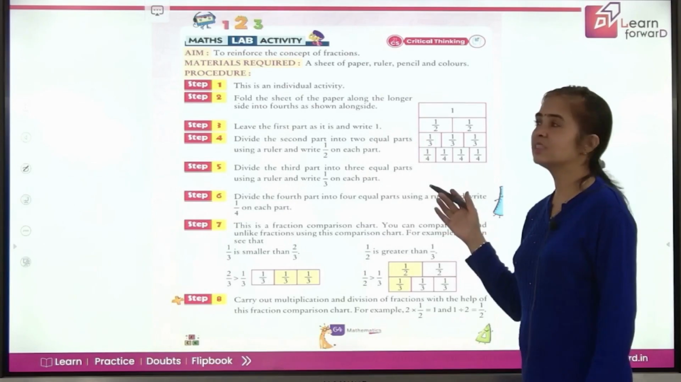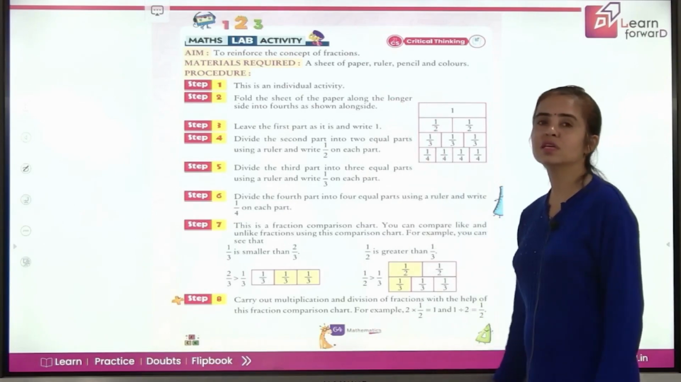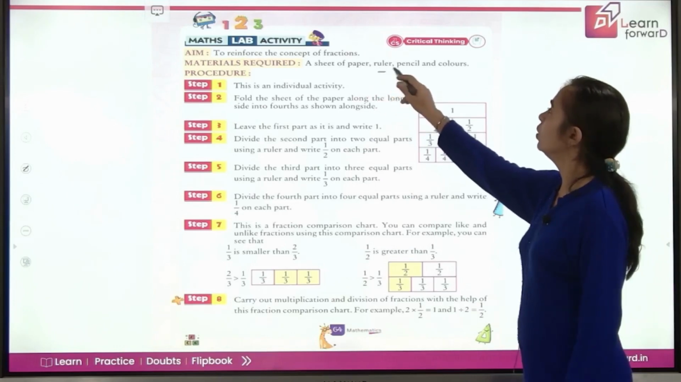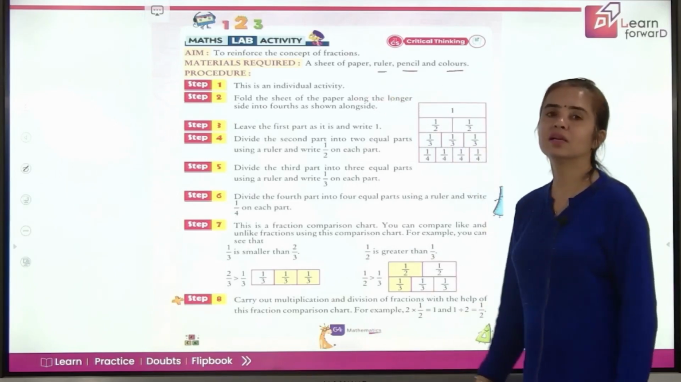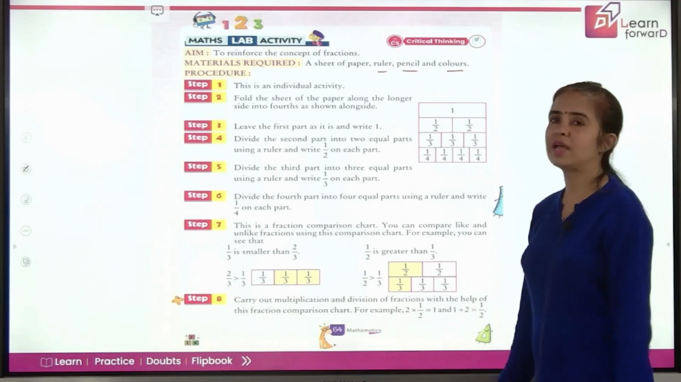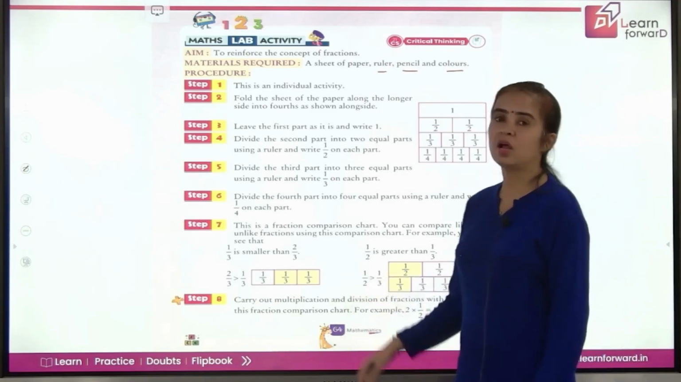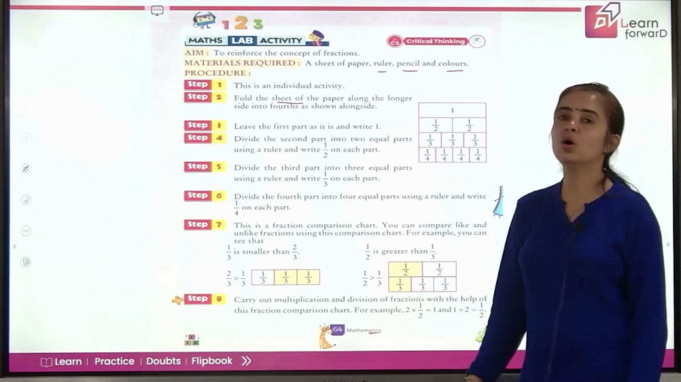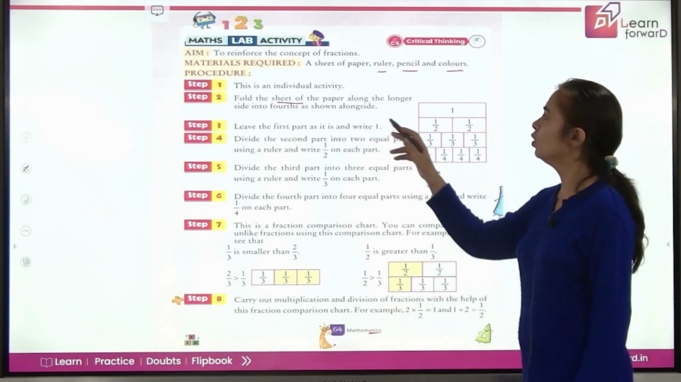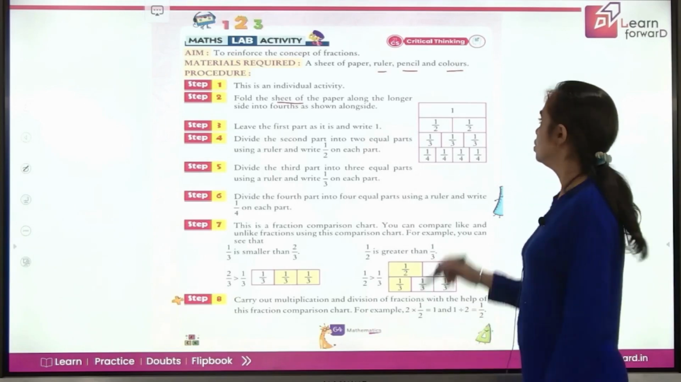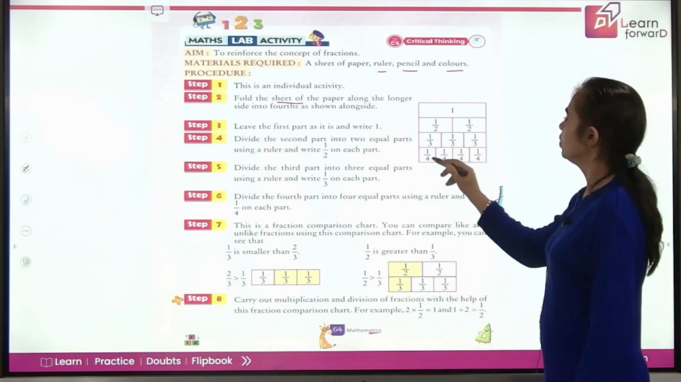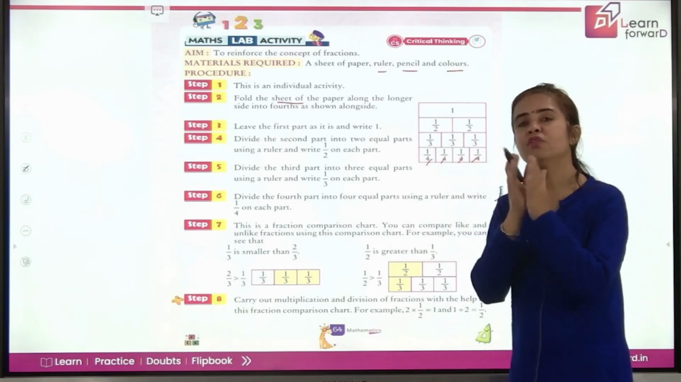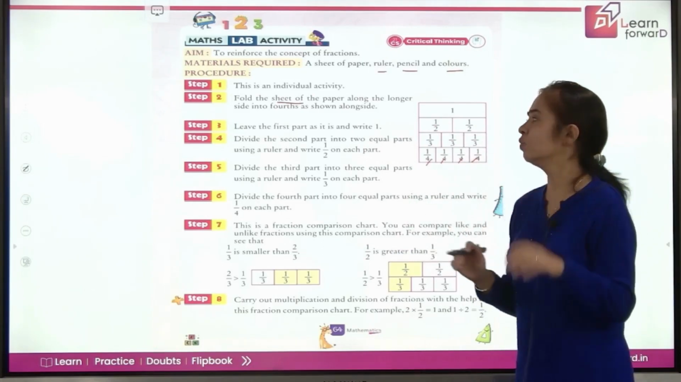Here's a lab activity for you to reinforce the concept of fractions. A sheet of paper is what you need, a ruler, a pencil, and some colors. And you all can do this activity individually. Now you have a sheet of paper, fold the sheet of paper along the longer side into 4 equal parts. So if this is your sheet, you can divide it into 4 equal parts. Fold it in half, then again fold it. So you get 4 equal parts there.